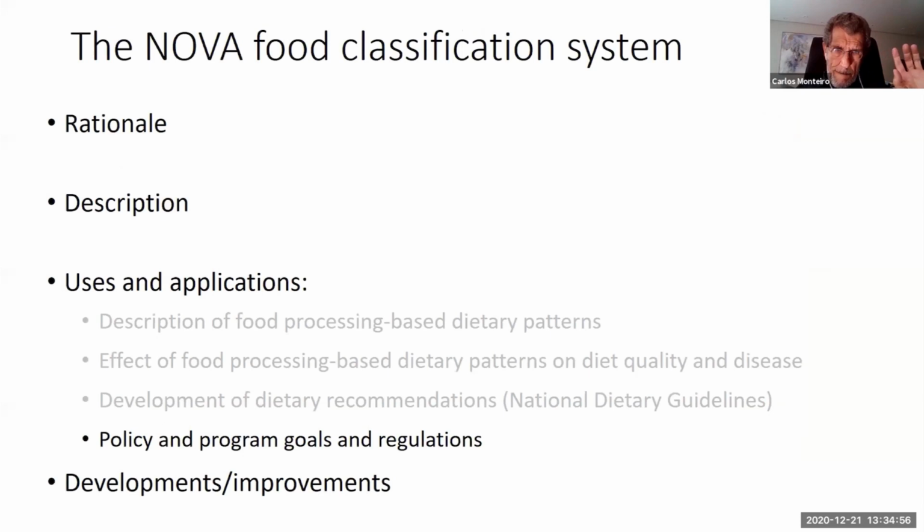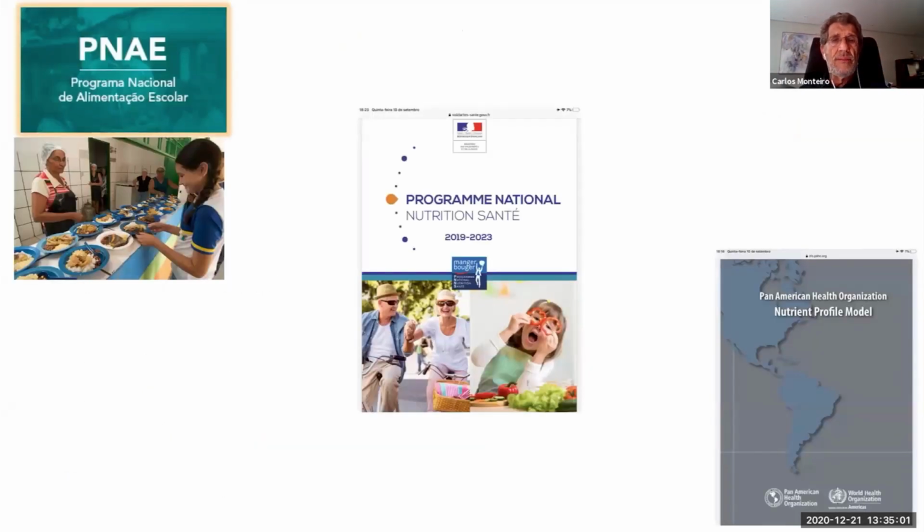Policy and program goals and regulations is another area of use of NOVA. Here I'm showing 3 examples. The school meal program in Brazil used NOVA as a way to define what food should be purchased to be offered to children. In France, the National Health Plan used it for the first time, adopting NOVA with a goal of a minimum 20% reduction in the consumption of ultra-processed foods. And as you know, the PAHO nutrient profile model also used NOVA as a framework.